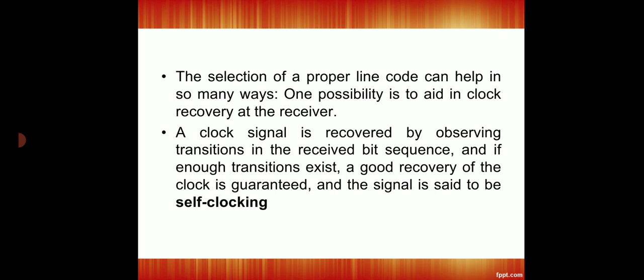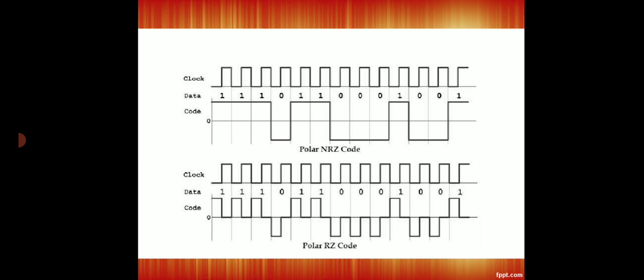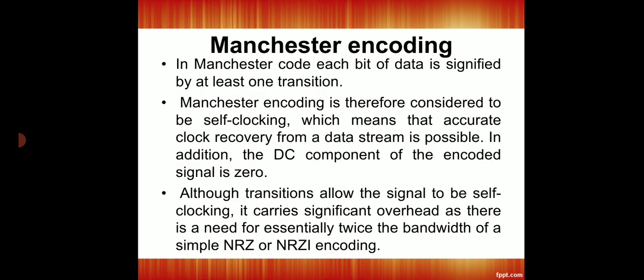This selection can be used in one possibility, that is clock recovery, and this clock signal is recovered by observing the transitions in the received bit sequence. So for a good recovery, this clock should be guaranteed and the signal should be self-clocked. You can see the block diagram of the polar RZ code and polar NRZ code.